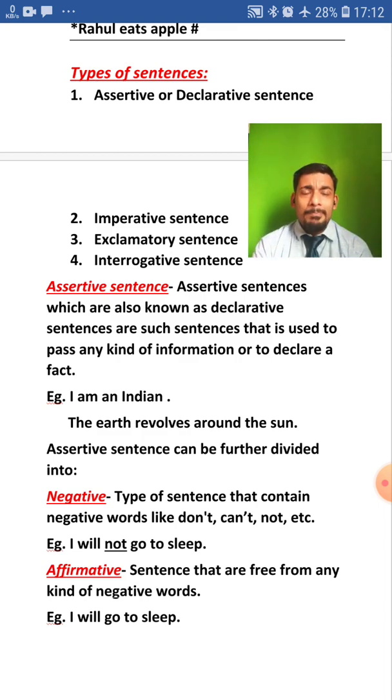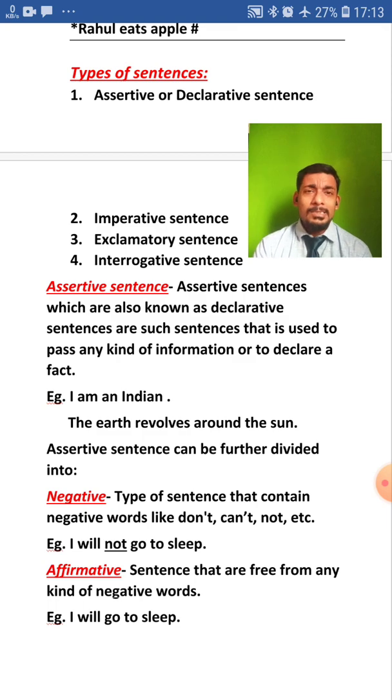Today, before beginning the class, I'll give you a quick recap of whatever we studied the last class. In the last class, my dear students, I taught you the meaning of sentence and its requirements as per the definition. There were three different requirements. The first requirement was group of words. The second requirement was arrangement in proper order. And the third requirement, my dear students, is complete sense.